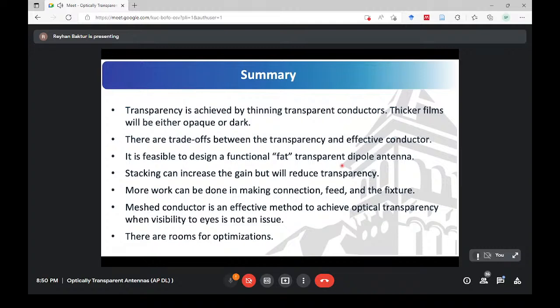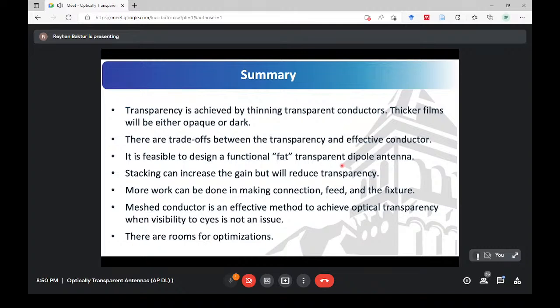we have seen that we can achieve a good trade-off between transparency and antenna efficiency by using a meshed conductor. Of course, the meshed conductor is not invisible to us. So if you want to hide the antenna, use a transparent conductor. If you want a good antenna and you don't care if someone can see it, such as in an application on a solar panel, then use meshed conductors.